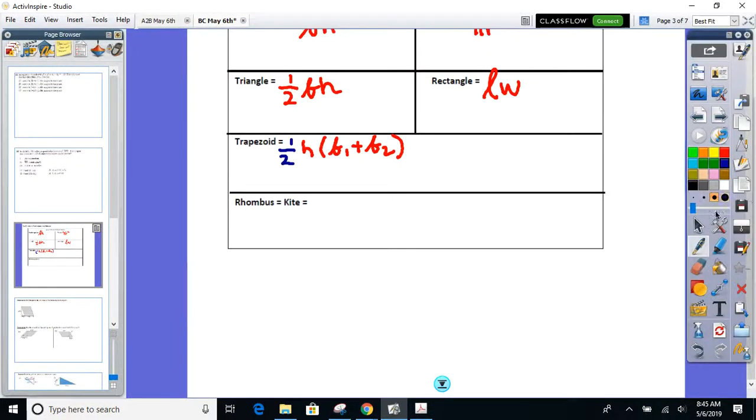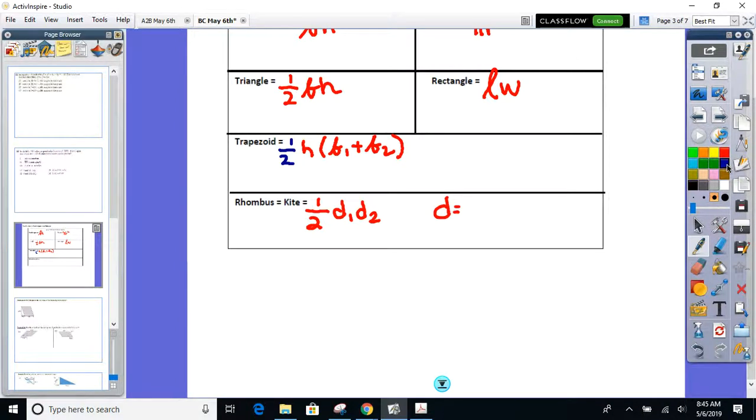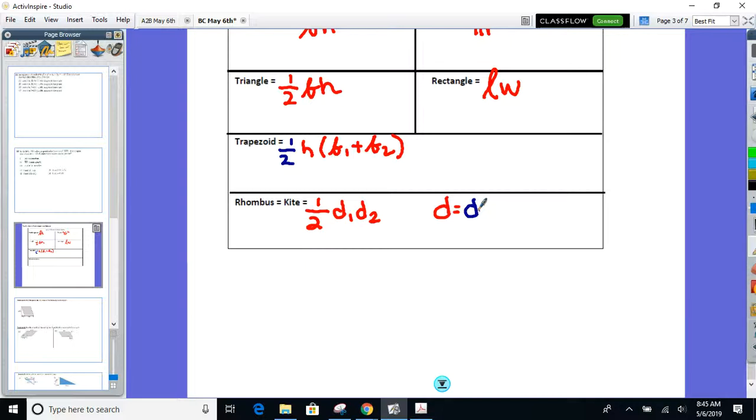And I don't expect anyone to know this one, but rhombus and kite, both the same formula. 1/2 d1 times d2. Anybody want to take a guess what we're looking for? Think about it before you just spout something out. A rhombus and a kite both have these that start with the letter D, and they are diagonal lengths, yes. And they're not congruent. Anybody remember the figure where the diagonals are congruent? What quadrilateral? Rectangle and square. And a rhombus and the kite, they are not equal to each other.